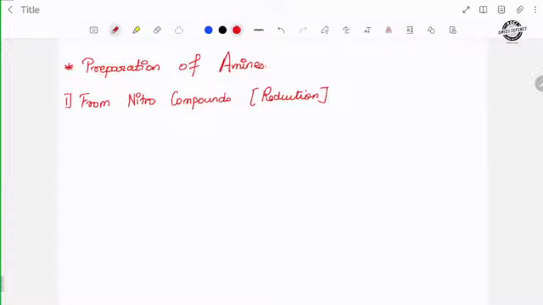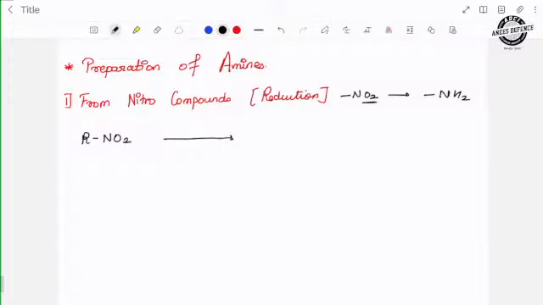So we know the structure of nitro is NO2, R-NO2. Now, if I want to convert nitro into amine, that is NO2 into amine, we have to remove this oxygen. And removal of oxygen is nothing but reduction. So for reduction, what will be the reagent? What are we going to add? Hydrogen. So the reagent will be H2.